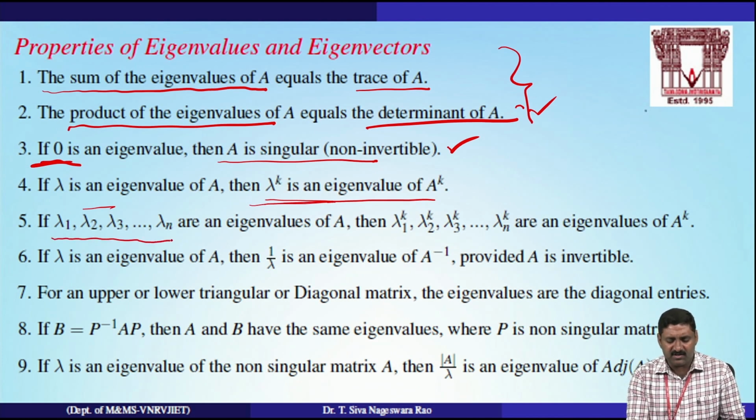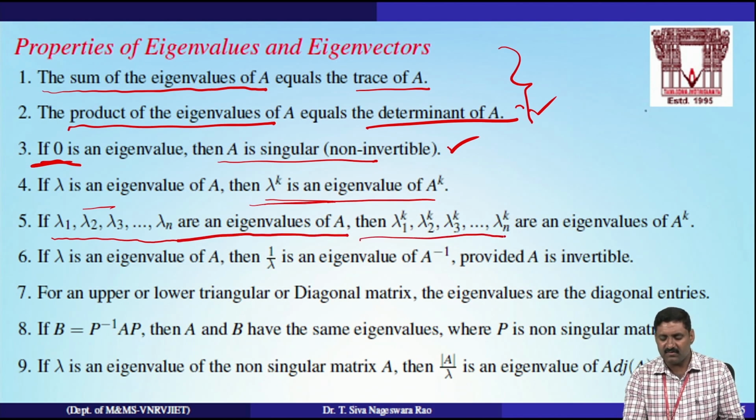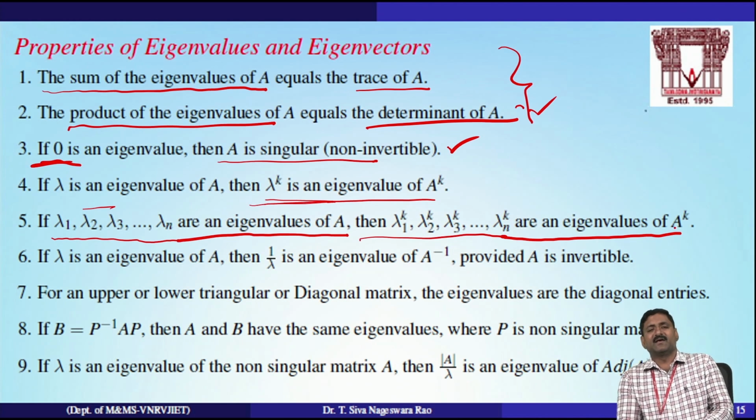If lambda 1, lambda 2, lambda 3 and so on up to lambda n are the eigenvalues of capital A, then lambda 1 power k, lambda 2 power k, lambda 3 power k, and so on up to lambda n power k are the eigenvalues of A power k.